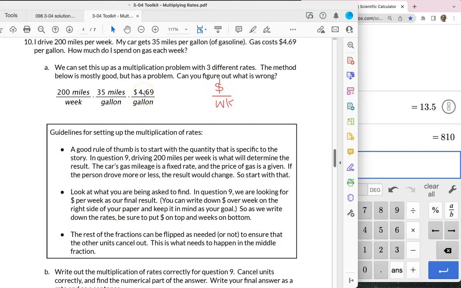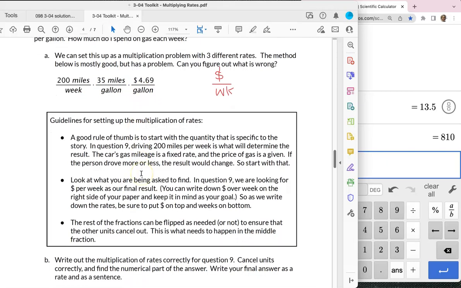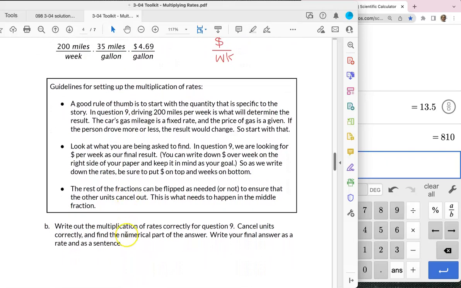So what this makes me think is that it's the middle fraction that's the problem. This fraction is set up correctly, and so is this one. So third item here is, the rest of the fractions can be flipped as needed or not to ensure that the other units cancel out. This is what needs to happen in the middle fraction. So if we were to flip this fraction upside down, then miles would cancel and gallons would cancel, and that's what we're going to do. So write out the multiplication of rates correctly and then cancel the units and work it out.